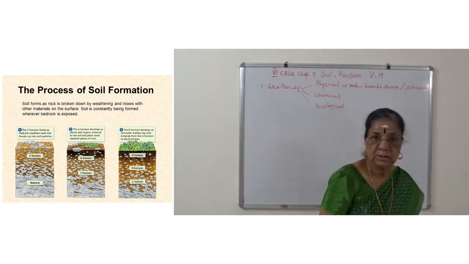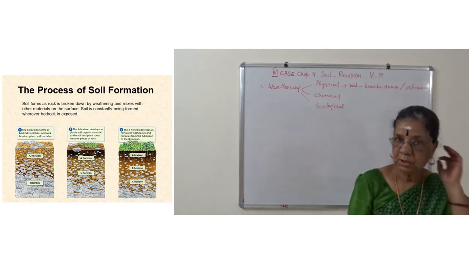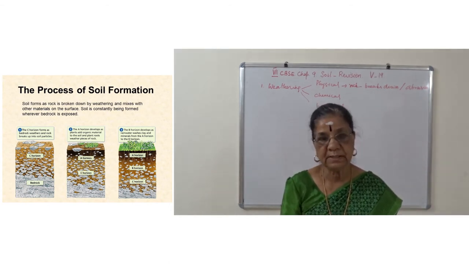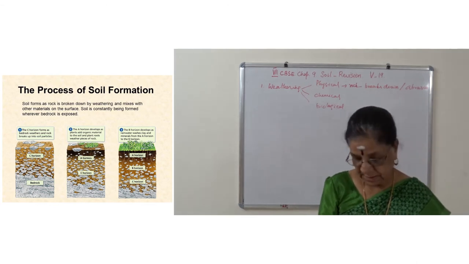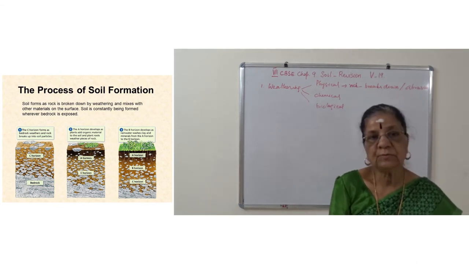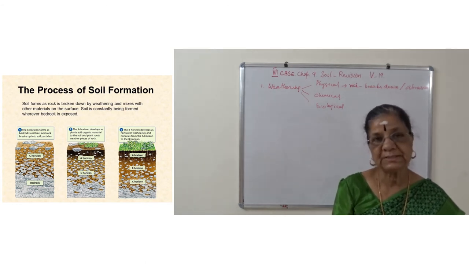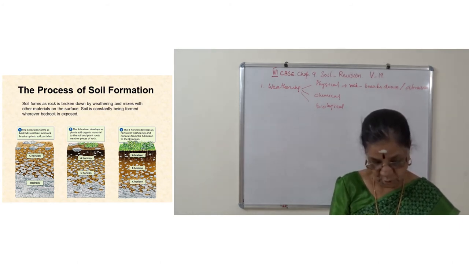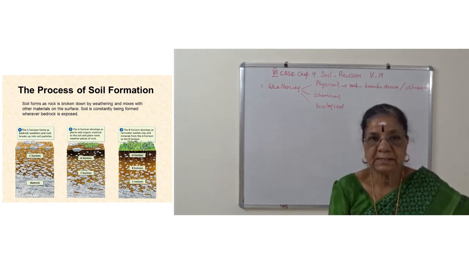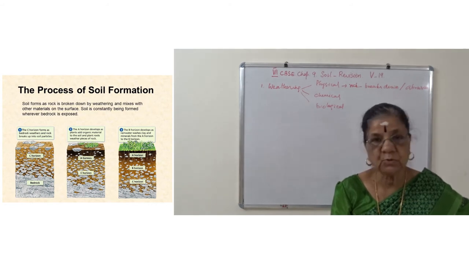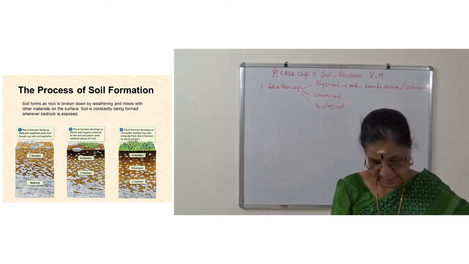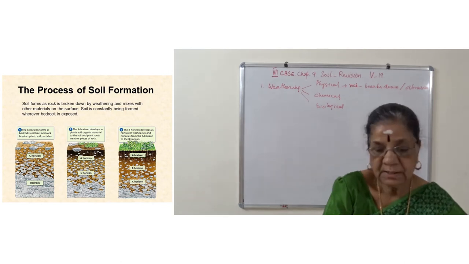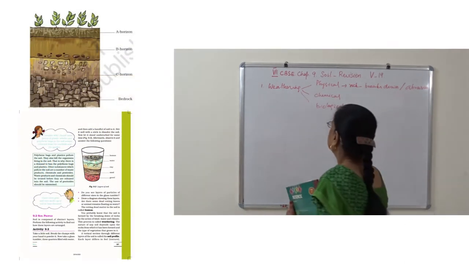Then, what is soil made up of? Soil is not just a small particle formed by weathering of rocks. It is made of rock particles of different sizes and humus. What is humus? It is a dark colored substance that is formed when organisms die and decay. I hope you understand. The next one is soil profile.